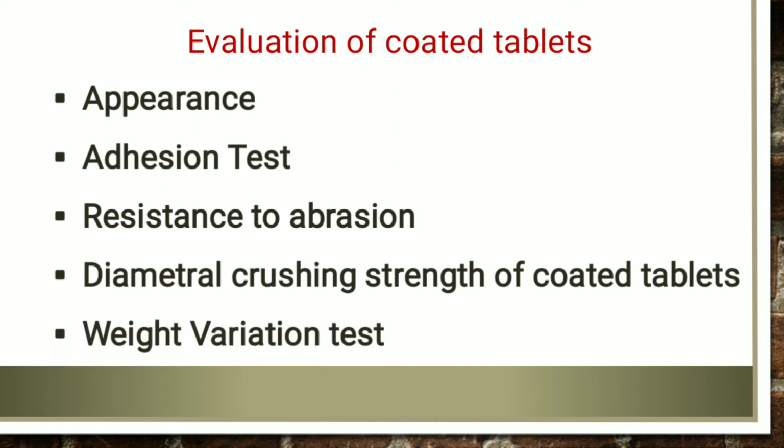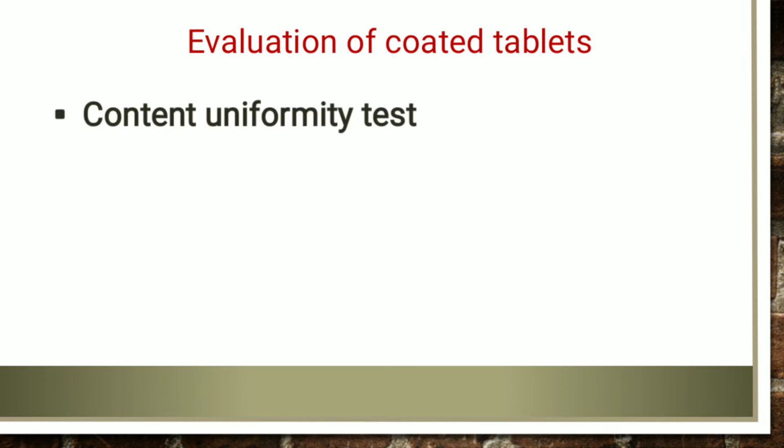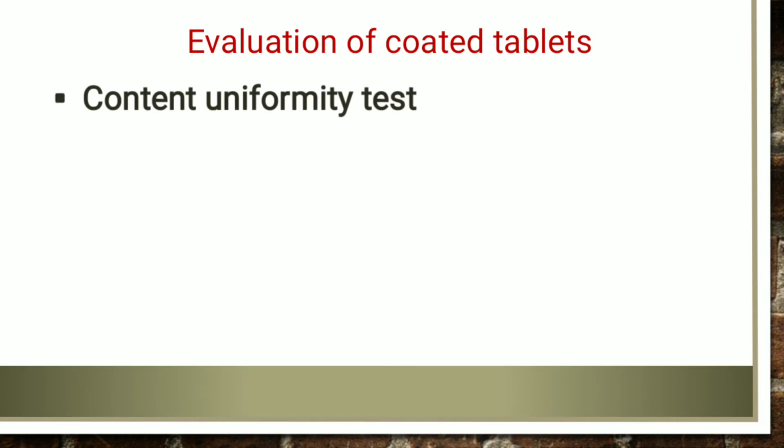Then the next test is weight variation test. Weight variation test, as you know, is not performed for sugar coated tablets. However, it is applicable only for film coated tablets. Then the next one is content uniformity test. Content uniformity test is performed in the similar fashion as it is performed for that of tablets. So you can go through that respective video.